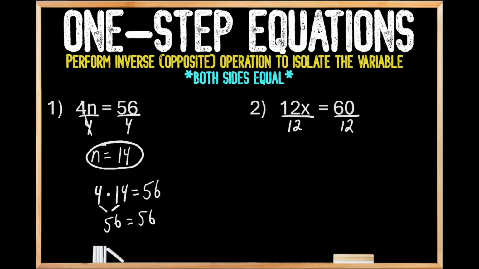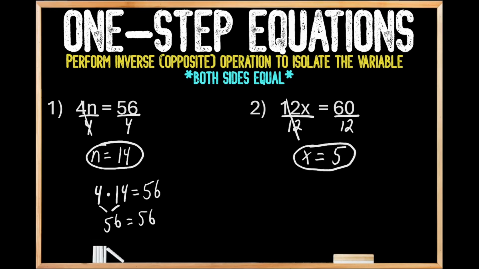On the left-hand side of this problem, multiplying by 12 and dividing by 12 cancel each other out, so that means that x is now isolated. Then for the right-hand side, we're going to divide 60 by 12, which we know gives us 5. So x is equal to 5.